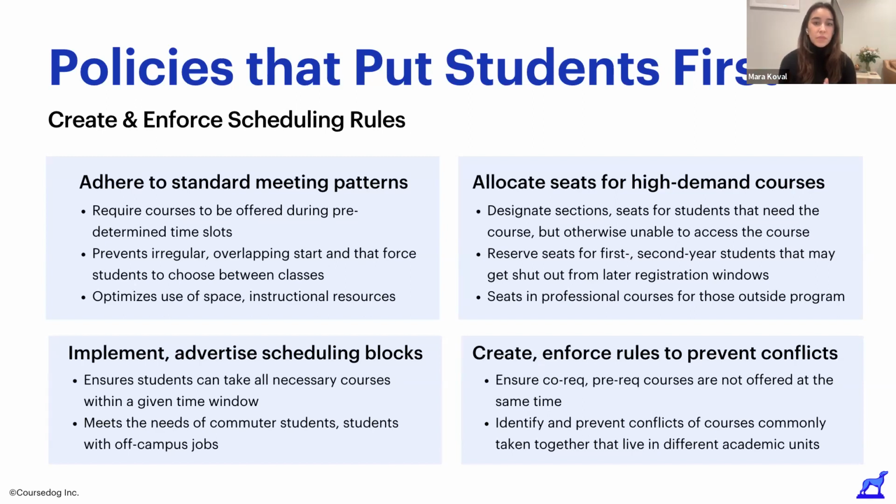Sometimes for classes with high demand, it makes sense to allocate seats for certain groups of students. For example, a certain number of seats or sections are reserved for first or second year students that may otherwise have been shut out of the courses due to later registration periods. You'll see there are many different scheduling policies to consider, but they all revolve around ensuring students can access the courses that they need to graduate on time. Whether this is making sure they are offered at the appropriate time of day or putting in place rules to ensure co-req and pre-req courses aren't offered at the same time.